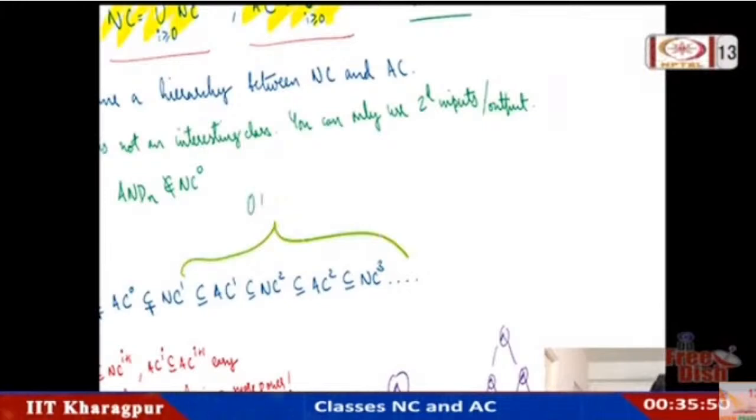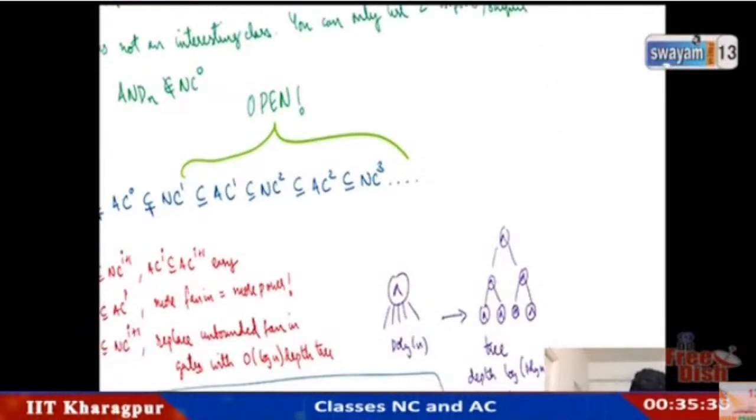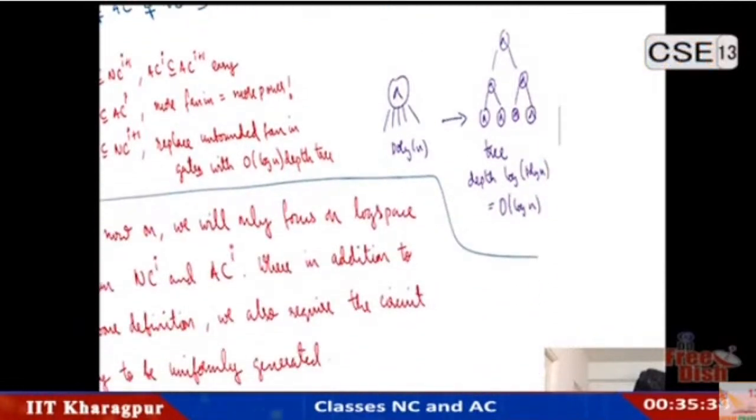All these are open. We don't know if the remaining inclusions are strict or proper or otherwise, or whether the two classes are equal. So this is something I want to say. And like I defined in the previous lecture, you could also define log space uniform NC and AC. Whatever I said so far holds for all the NC and AC languages.